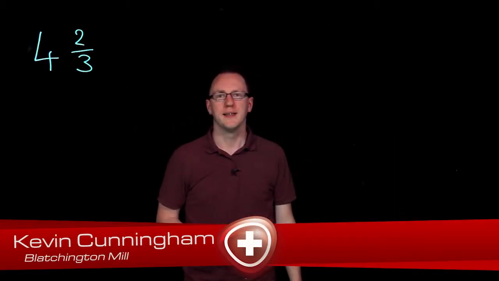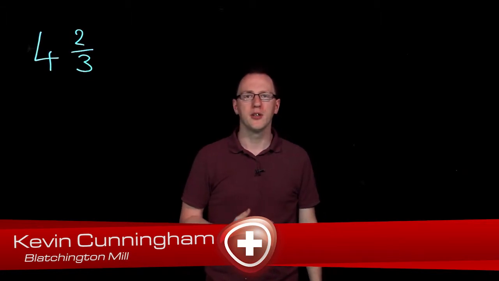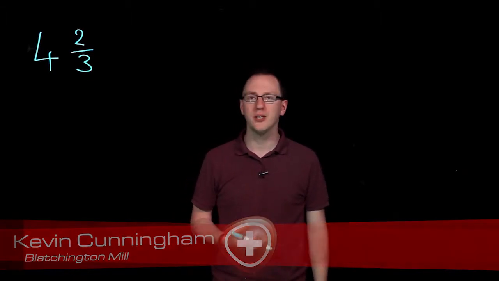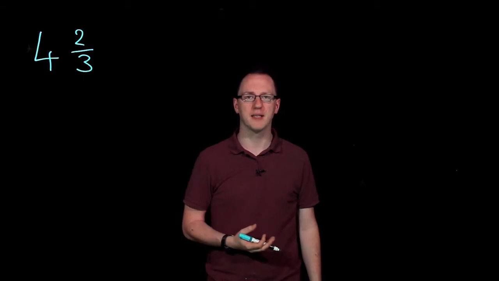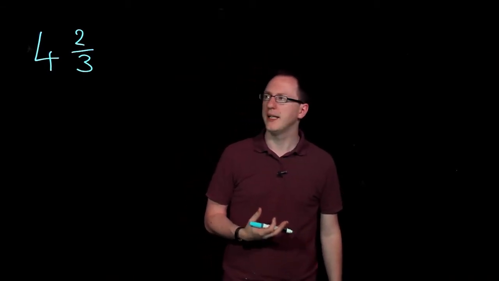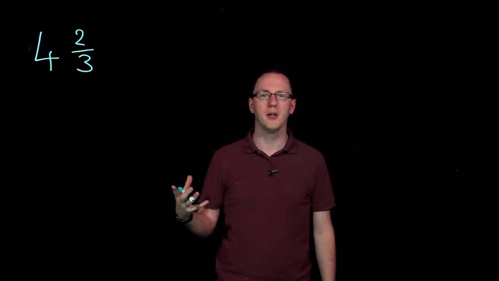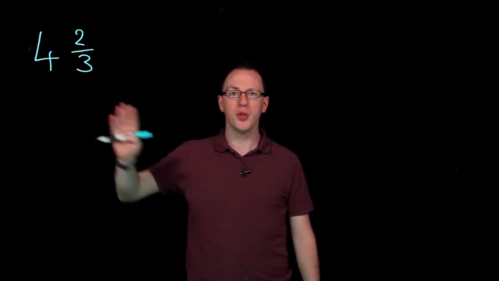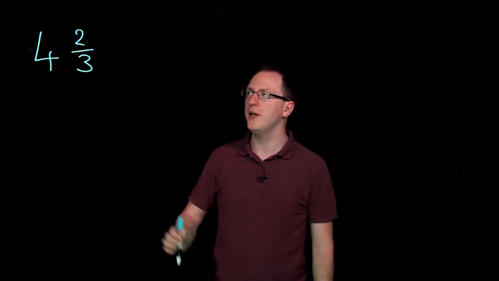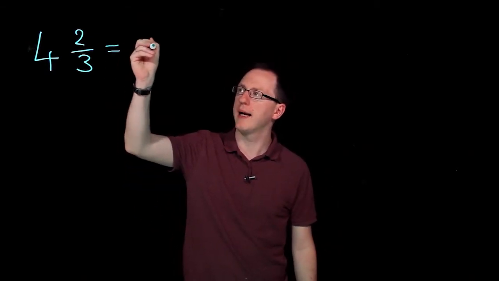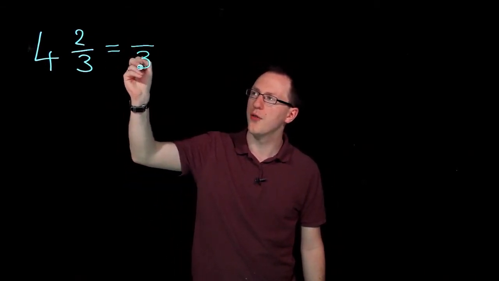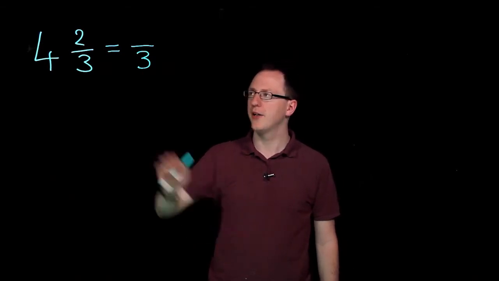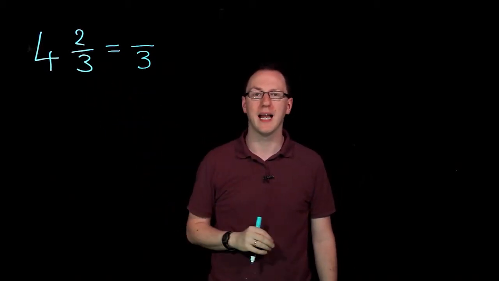When we're working with fractions, it's often easier to be dealing with top-heavy fractions or improper fractions instead of mixed numbers. So I want to help you see how we can get from a mixed number to a top-heavy fraction. So I have 4 2/3 here. I know that I want to get that into a top-heavy fraction where 3 is the denominator. And the denominator in the mixed number is telling me that.